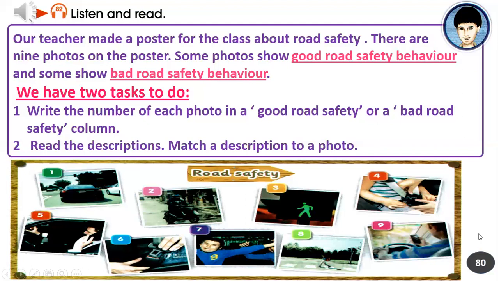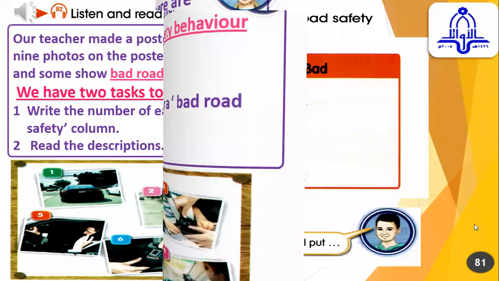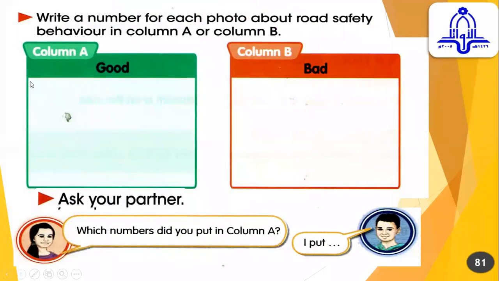Now, next to page 81. We should complete page 81. So, the first activity, write a number for each photo about road safety behavior in column A or column B. Write a number for each photo, the number of each photo, about road safety behavior in column A, this is column A, or column B, and this is column B.